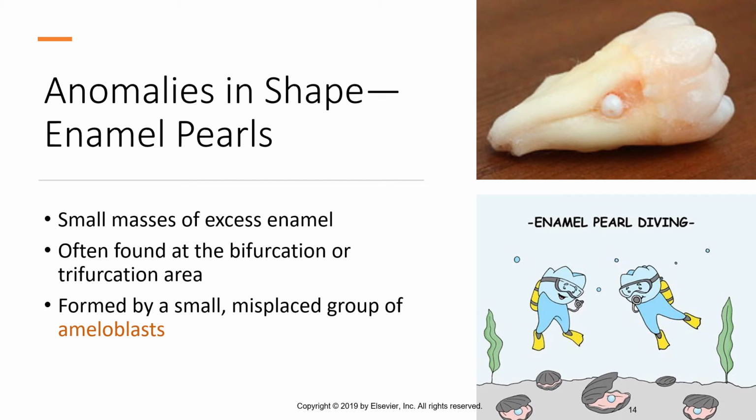Anomalies in shape, enamel pearls. Enamel pearls are small masses of excess enamel. What happens is that some ameloblasts during the formation of the tooth, and ameloblasts create enamel, are displaced, and it's often found in the furcation areas. You can see a furcation is between the roots, so here's where the roots should split, and then here's the enamel pearl.